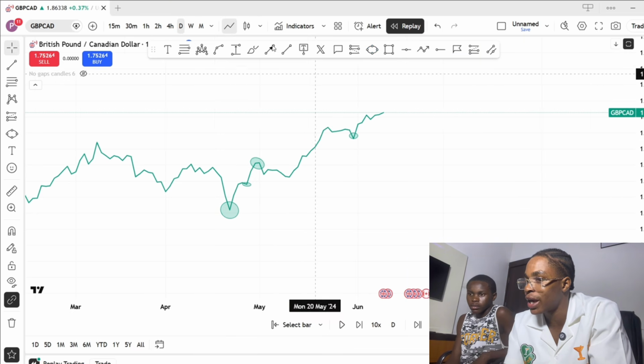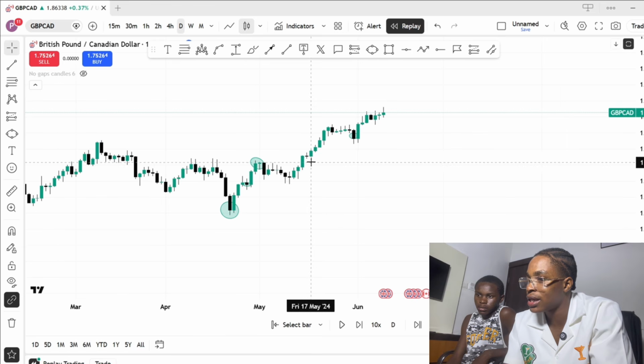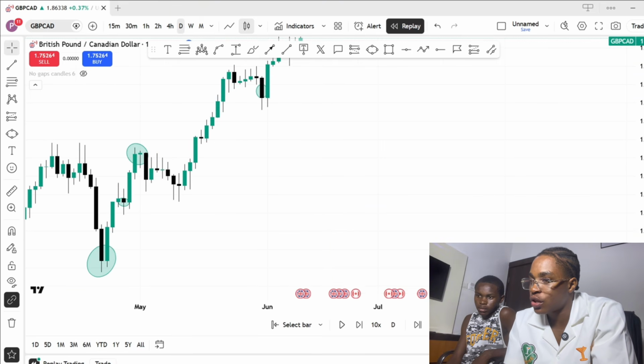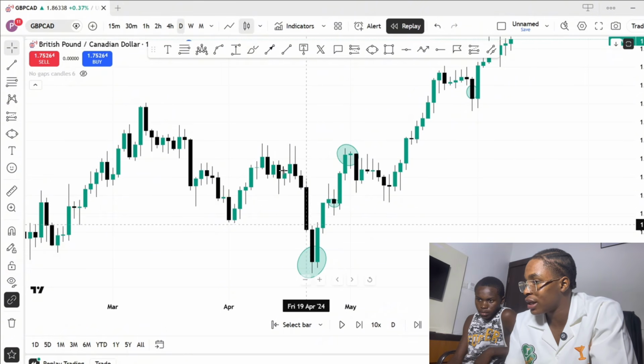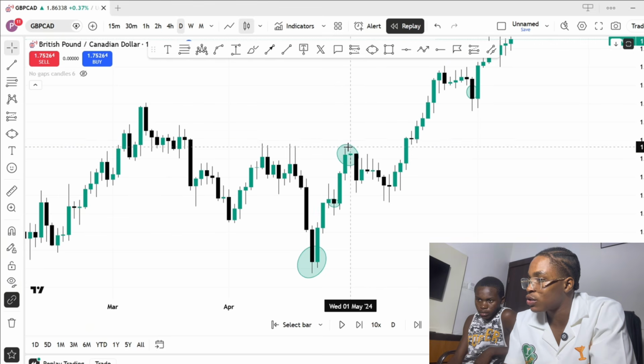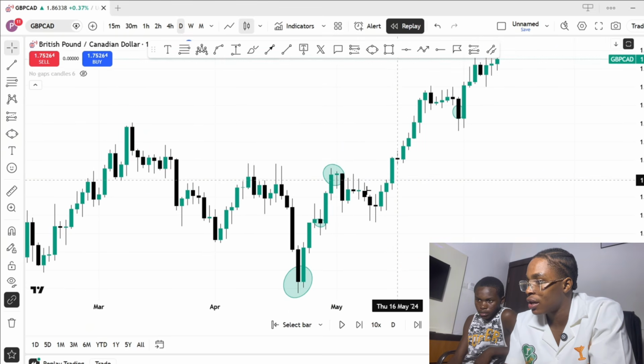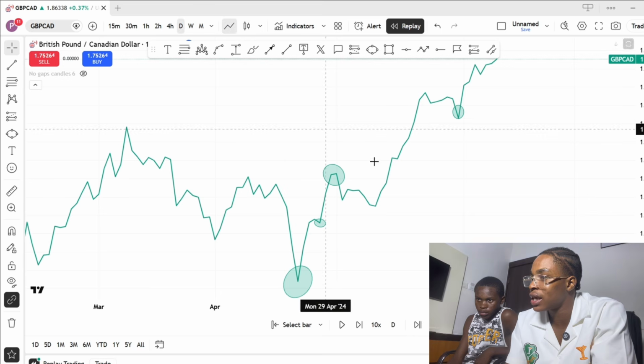If I switch over to my candlestick chart, these are areas where price rejected. If you look closely here, there were red candles, there was momentum, and then what happened? It shifted. Here as well, it was going up, then it shifted. Same thing here. So all these corners give us certain information.